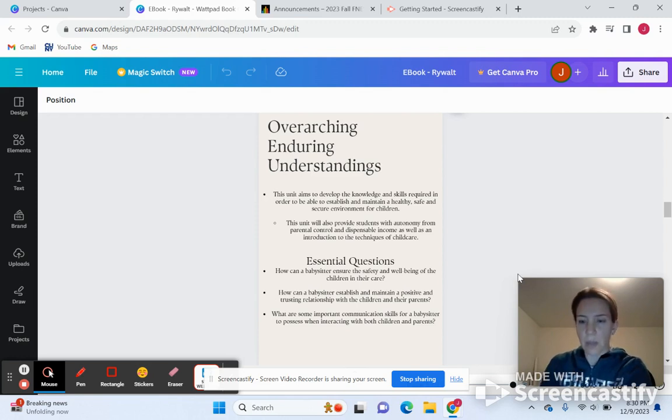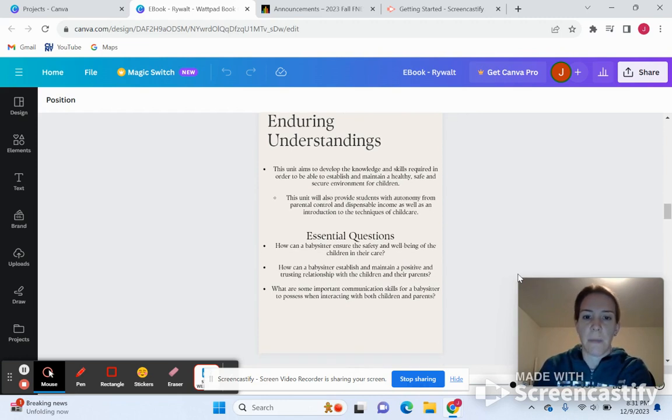So the kids will definitely apply these tasks that they learn into everyday life. And then our 3 essential questions: how can a babysitter ensure the safety and well-being of the children in their care? How can a babysitter establish and maintain a positive and trusting relationship with the children and their parents? And what are some important communication skills for a babysitter to possess when interacting with both children and parents?